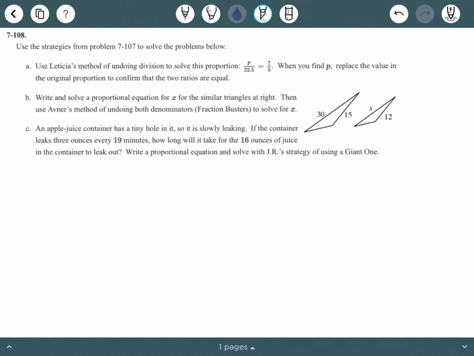Problem 7108, use the strategies from problem 7107 to solve the problems below. Part A, use Letitia's method of undoing division to solve this proportion. P over 22.5 equals 7 over 5. When you find P, replace the value in the original proportion to confirm that the two ratios are equal.